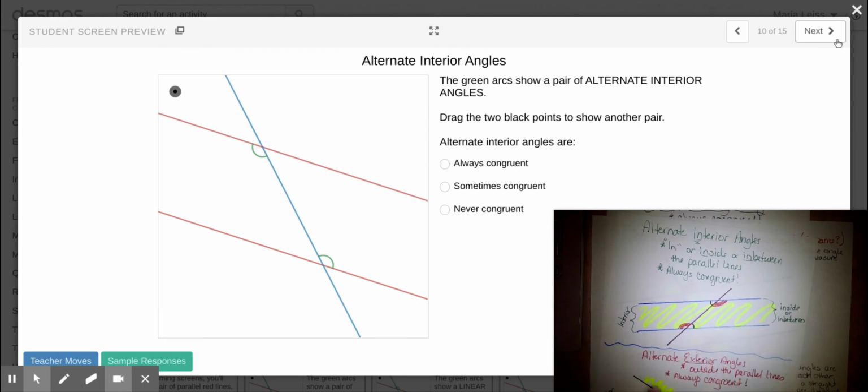Alternate interior, guess what? Here are the answers. They're giving you 2 of them. You need to drag the black dots to the other 2, and tell me alternate interior angles are always congruent.